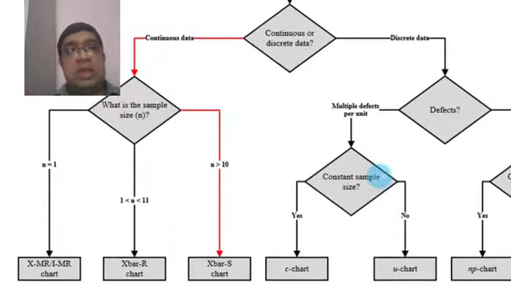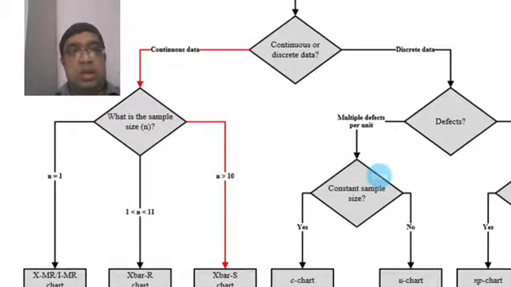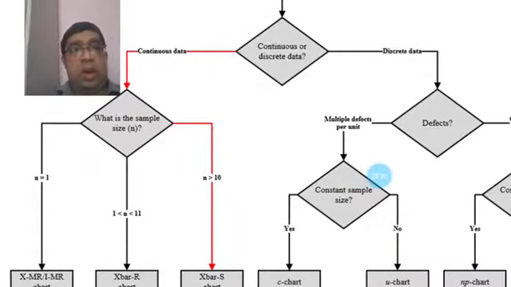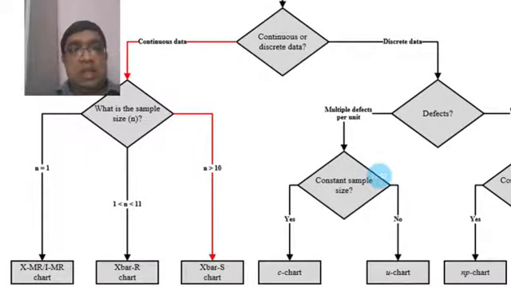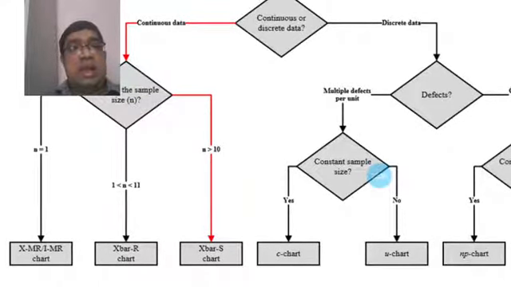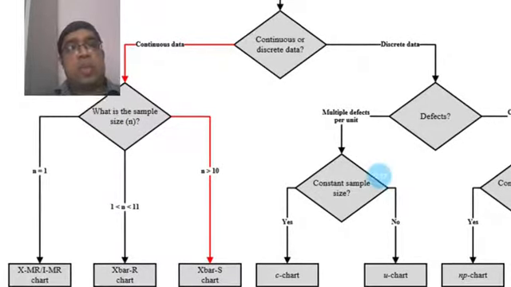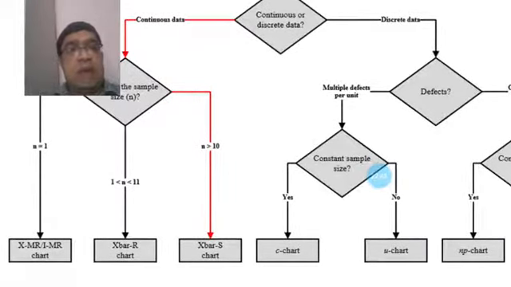So the first case is n equals 1, where the XmR or I-MR charts are used. Another case is when the sample size is 1 < n < 11, where the X-bar R charts are used.